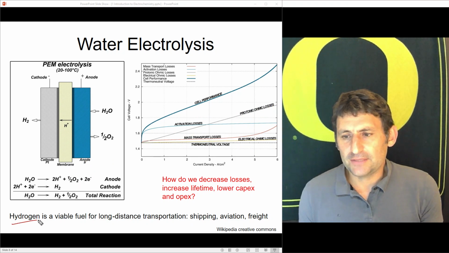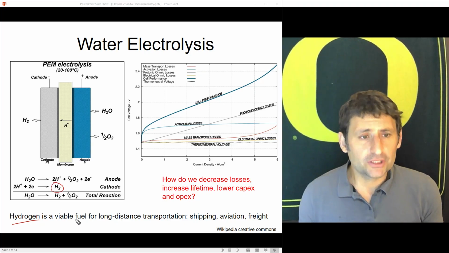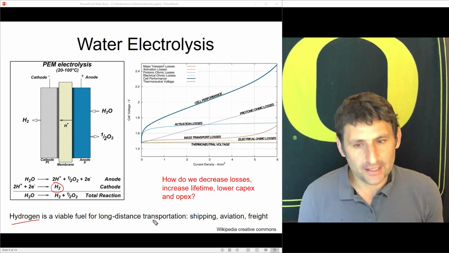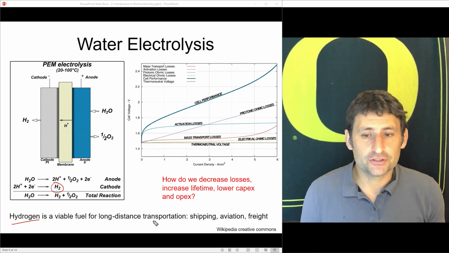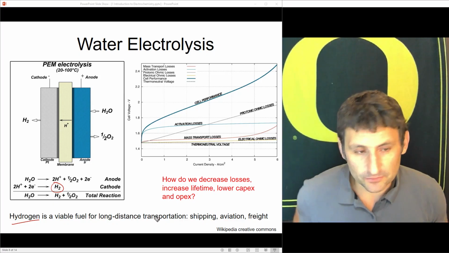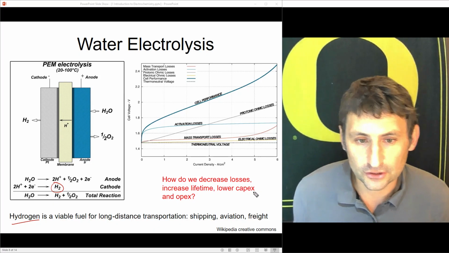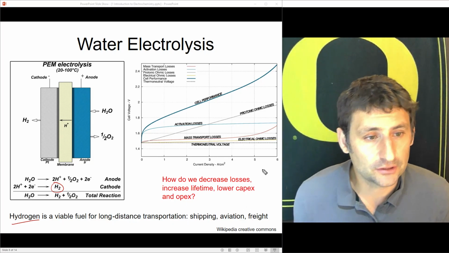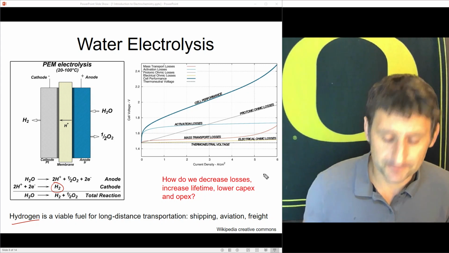These are exciting because hydrogen, the product of this reaction, is really a viable fuel for long-distance transportation, shipping, aviation, freight. It's an exceptionally good fuel for long-term energy storage, which is something that batteries are particularly not good at. They're too heavy for long-distance shipping. They're good for light transport, short-distance transport, but not particularly good, for example, if you want to take a ship from a port in China to LA.